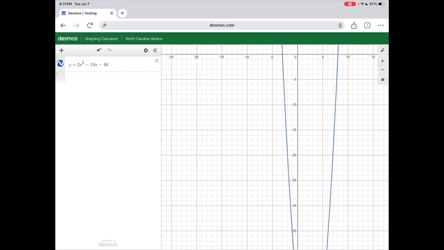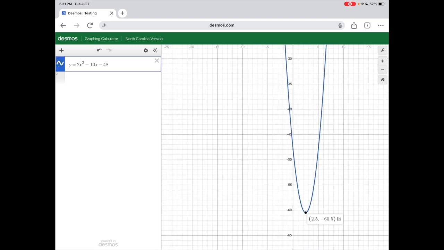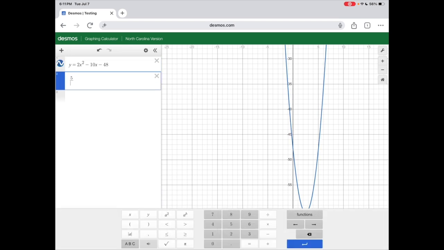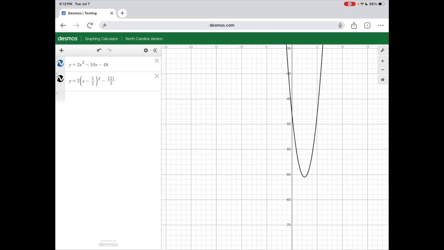Alright, so there's my original. So if I look at that vertex right there, I got 2.5 and negative 60.5. So remember, we had 5 over 2, that's 2.5, negative 121 divided by 2, and that's negative 60.5. So that is, in fact, our vertex. So if I come here and put the format that we had, so we had 2 times x minus 5 over 2 squared, and then minus 121 divided by 2, that does graph match.